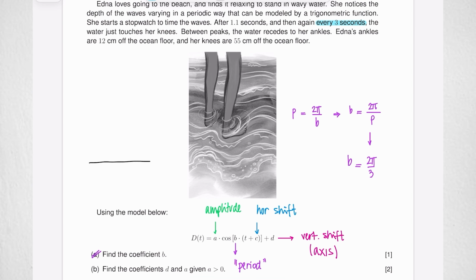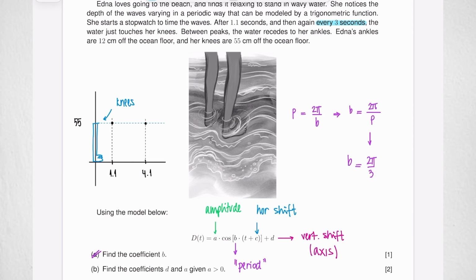Now, before finding the other constants, let's represent this graph. We have this person's feet, and this is my attempt of drawing feet. This is the person's knee, and we know that after 1.1 seconds, and then again every 3 seconds, meaning the next one will be at 4.1, the level of the water will be at the person's knee, which is 55 centimeters from the ocean's floor. We also know that the ankles are 12 centimeters from the ocean floor. So this is what the curve will look like.